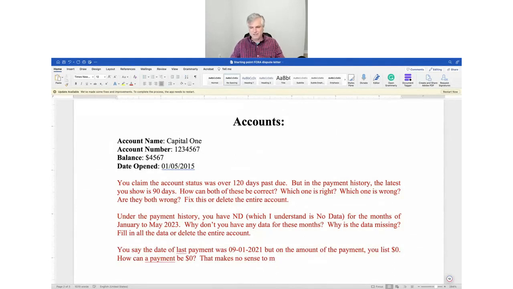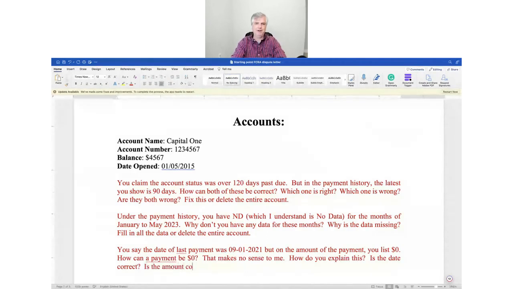Actually, my external keyboard, the keys are not quite working so great here, so let me come up here. How do you explain this? Is the date correct? Is the amount correct? Are you seriously saying I paid 0? Fix this or delete the entire account.